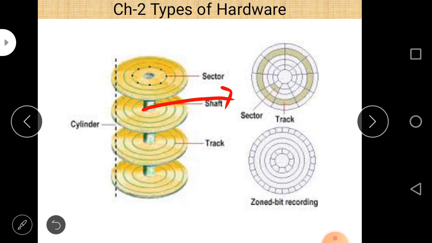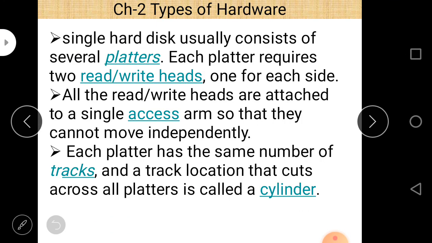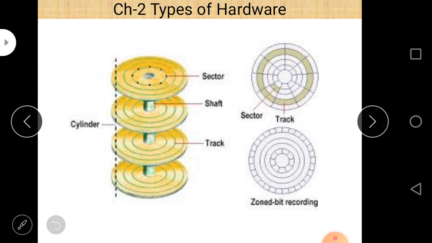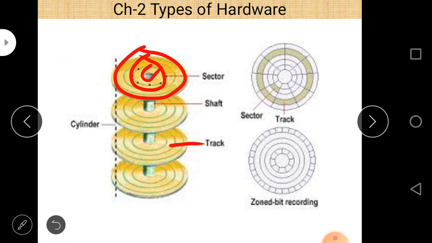Next, each platter has the same number of tracks, and the track location that cuts across all platters is called the cylinder. There are concentric circles here. You can easily see that these circles are called tracks. Here it is written as track. And regarding each track, in each and every platter, they make a cylinder, just like that. Just join all of these and this makes a cylinder here.